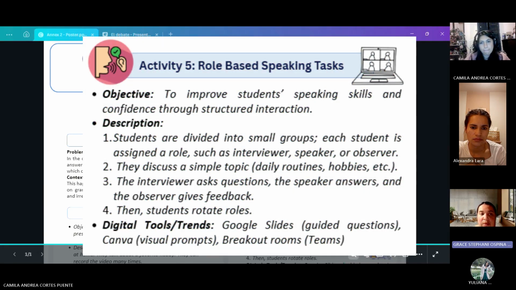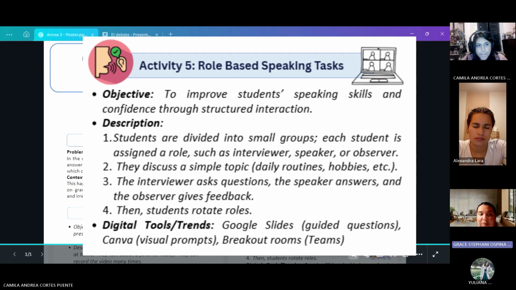This activity was called Role-Based Speaking Tasks. It was designed to help students improve their speaking skills and gain confidence when using English. Students interact in small groups and participate in meaningful conversations through different roles. The main idea is to create a supportive environment where learners can practice speaking naturally, listen to others, and learn from peer feedback.